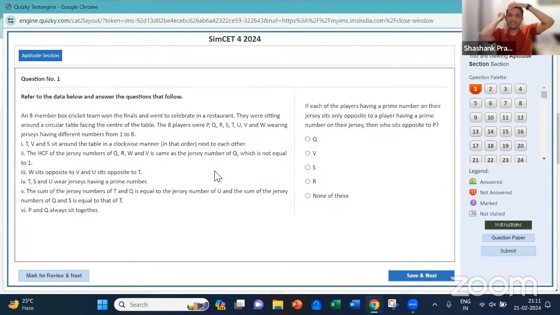8-member box cricket team won the finals and went to celebrate in a restaurant. Okay. And circular table facing the center of the table, wearing jerseys. Each of the players having prime number sit opposite only to a person having prime number on their jersey. So 2, 3, 5, 7. Who sits opposite to P? Okay. So P is either, I don't know if P is 2, 3, 5, 7, but take it.